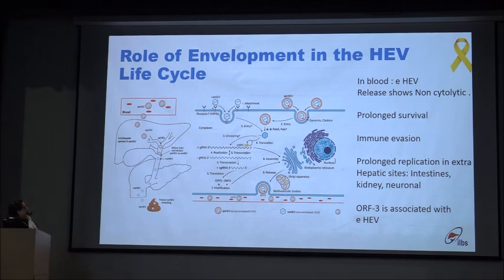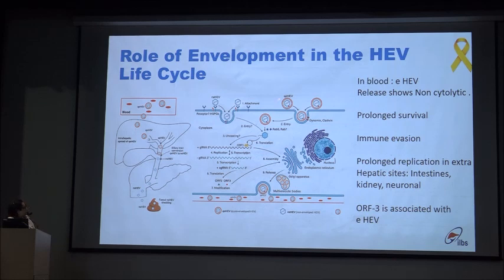So now we know that in the blood you have the quasi-enveloped virus, and the release is not cytopathic. As I told you, the release of the virus requires the endosomal ESCRT sorting complex, so it does not cause damage to the cell. It is not causing a cytopathic effect; it is released out. The lysis of the hepatocyte occurs because of the immune reaction which the virus mediates.